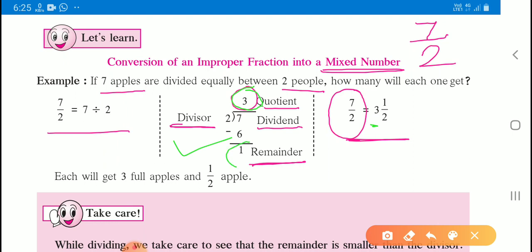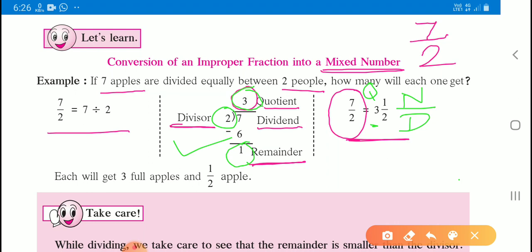Then remainder in the numerator place. This is the numerator place, and downside is the denominator place. Quotient is 3, 1 is remainder, and denominator we are writing, that is divisor. So here 7 upon 2 we converted into mixed number, that is 3 and 1 upon 2. So each will get 3 full apples and 1/2 apple. This is the answer of the given question.